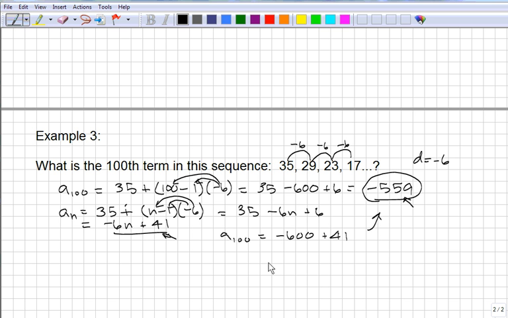So there you go. You ought to have enough information between this lesson and the lesson on Gaussian addition to be able to do the worksheets on arithmetic series and sequences. So go ahead and do the worksheets and practice what you've learned.